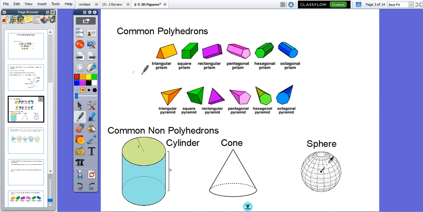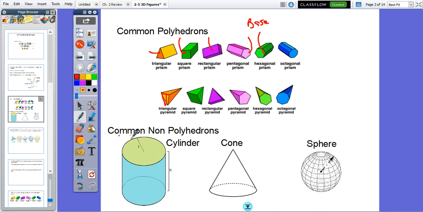For example, when we look at our prisms, we have a triangular prism, a square prism, a rectangular prism, a pentagonal prism, a hexagonal prism, and an octagonal prism. As you can tell, these are named according to this particular face right here, so we call that a base. Same thing with our pyramids. We have the bottom of the pyramid, the base of the pyramid, and it names them square, triangular, rectangular, pentagonal, hexagonal, and octagonal.